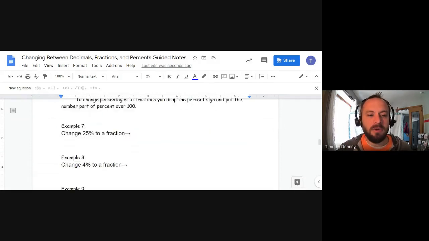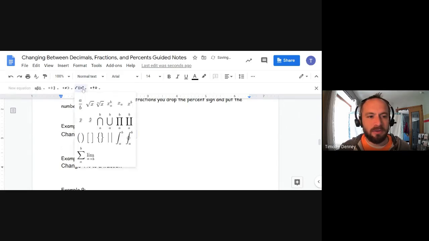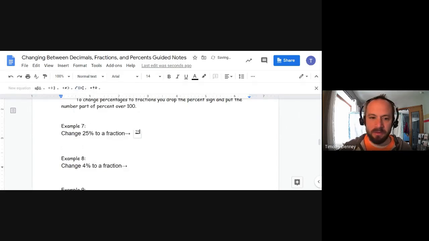All right, so change 25% to a fraction. Well, if you understand that really percents are a specialized type of fraction, you can just write this as 25 over 100. Okay, because the whole is 100, and we've got 25 of them, or 25 parts to that whole, I should say. So 25 over 100. And then don't forget, this is a reducible fraction, so I can divide the top by 25 and the bottom by 25, and I get 1/4.